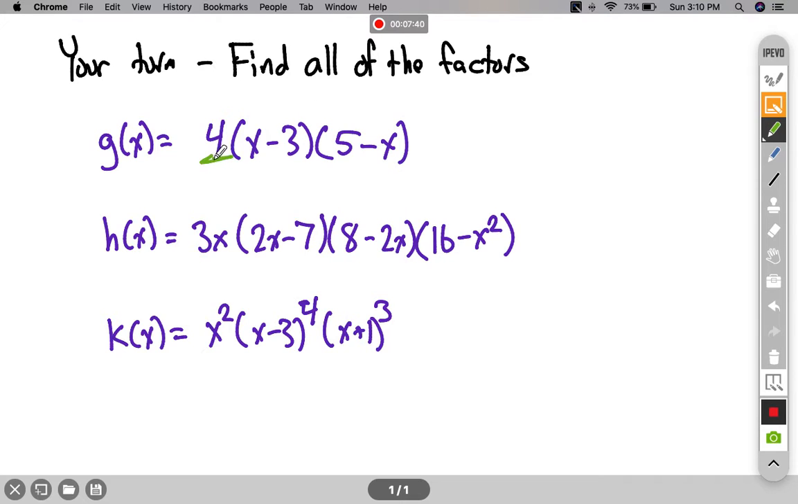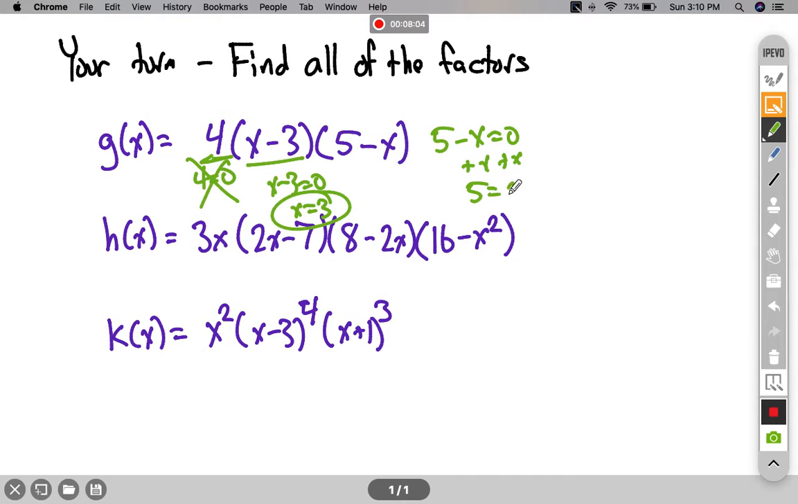We look at this one. 4. When does 4 equal 0? Never. X minus 3. That's going to be when x equals a positive 3. 5 minus x equals 0. We'll add x to both sides, and we'll get 5 equals x. So this is x equals 3, x equals 5. Second degree, 2 zeros.